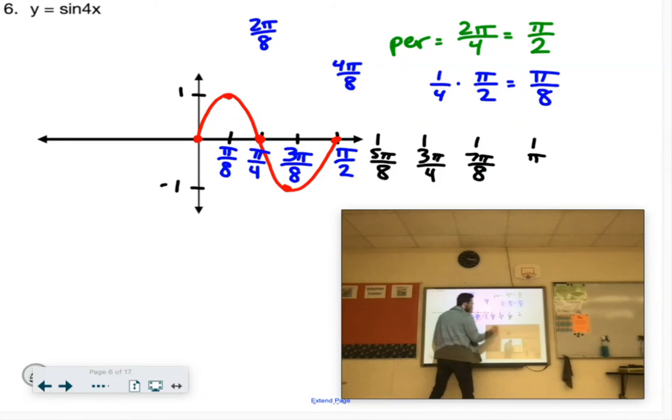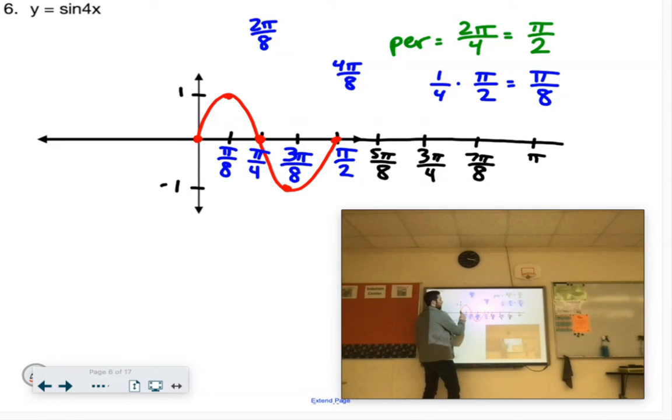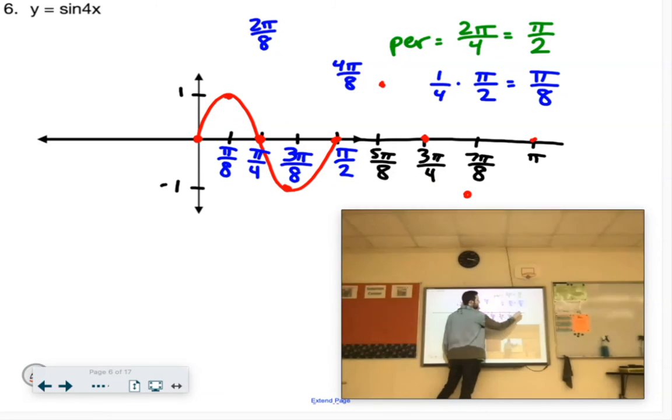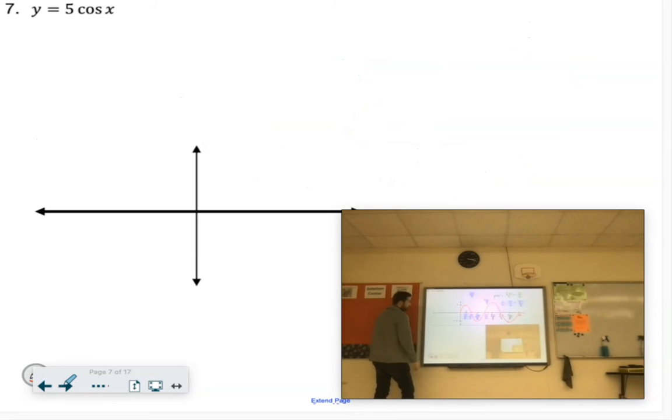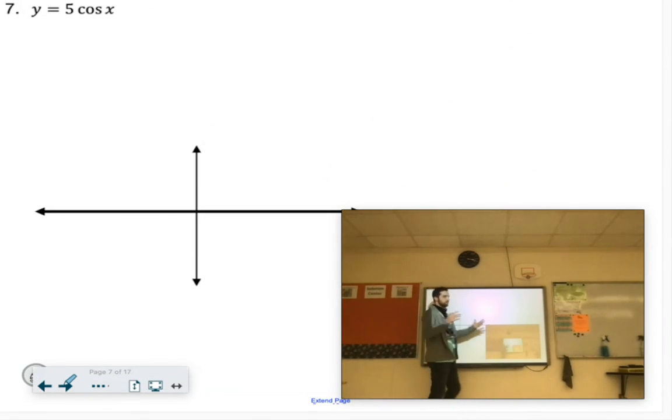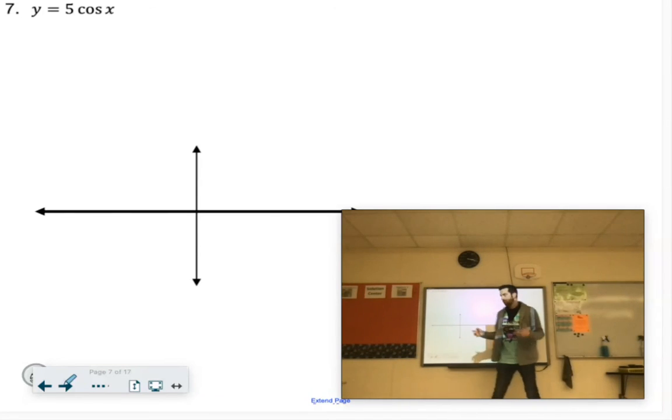So if this graph continued, we went center, high, center, low, center, high, center, low, center. So here would be a second cycle of our graph. You see the same patterns. It's just a matter of getting the labels correct. We're going to do 7 and 8, and then the rest of this you're going to complete as homework.